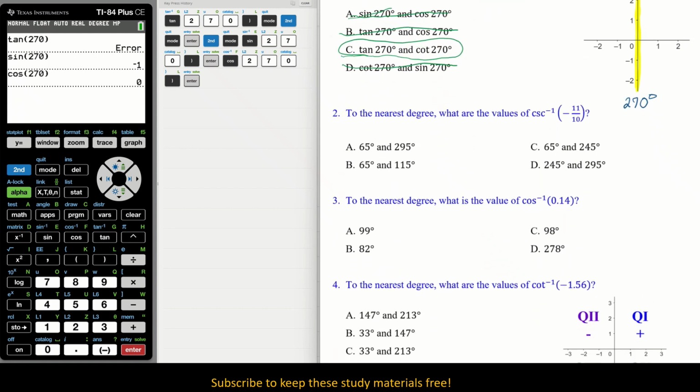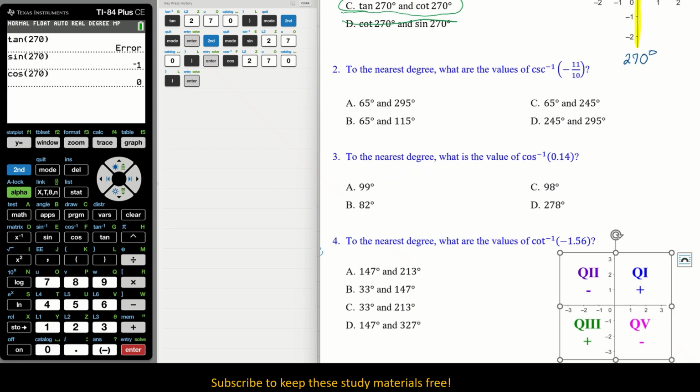Okay, let's go to number 2. It says, to the nearest degree, and we are in degree mode, what are the values of cosecant inverse of negative 11 over 10? What other basic trig function is related to cosecant? Well, that would be sine.